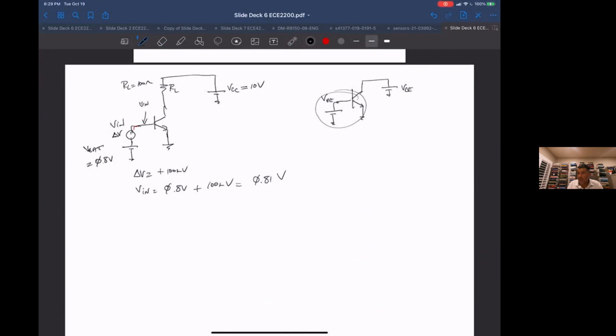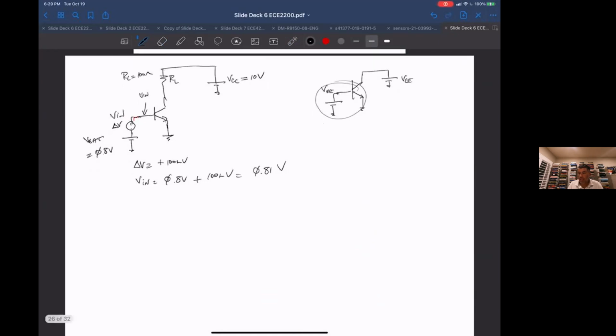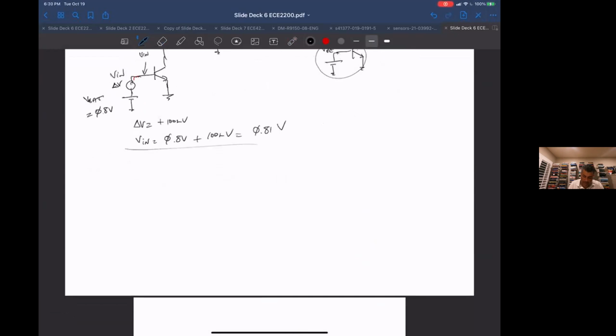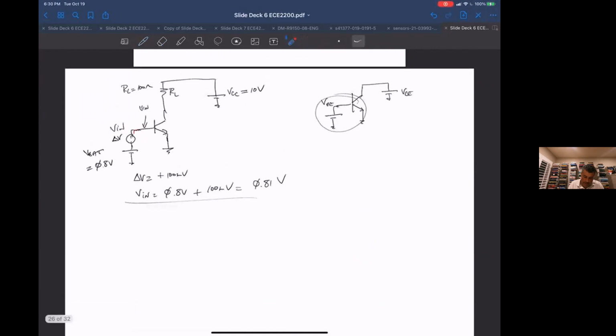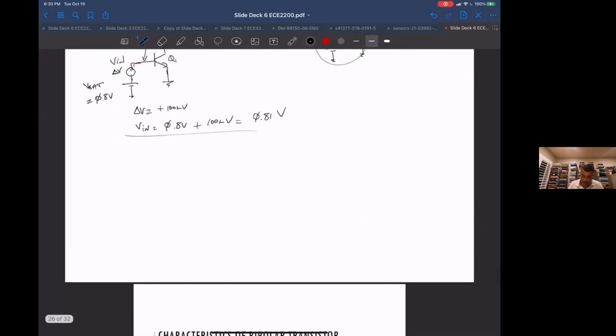And so what's the first thing I can do? In terms of seeing what happens when VBE is at a certain value, or let's just think of it as a general case. Assuming this transistor, Q1, I'm going to call it Q1, is in the forward active mode, if I look at what this circuit translates to, I'm going to have a current source.